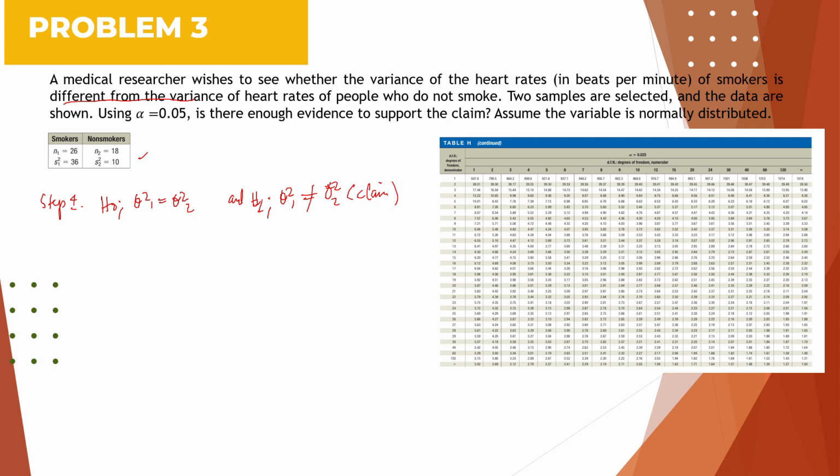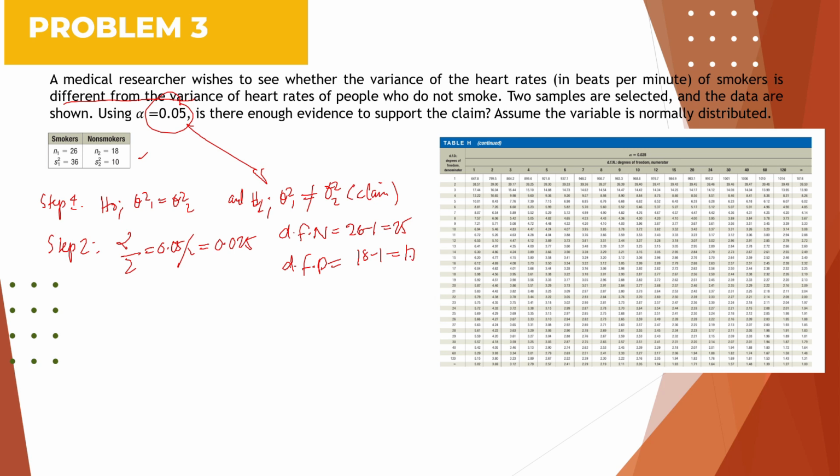Okay, next step is we need to find the critical value. Step number 2, we need to find the critical value. Since this is a two-tailed test, we have to divide alpha by 2, the 0.05 divided by 2, that is 0.025. Our dfn is equal to 26 minus 1, that is 25, for the greater variance, our numerator. Our dfd is equal to 18 minus 1, that is 17.